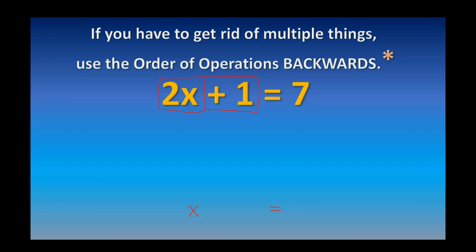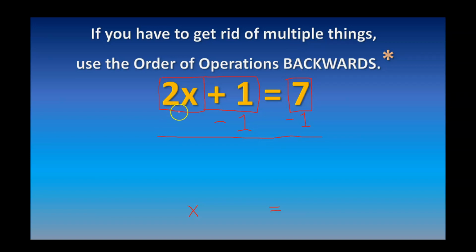And so, in order to get rid of multiple things, we're going to use the order of operations backwards, meaning we have to get rid of addition or subtraction first. How do we get rid of the addition, plus 1? We use opposite math, which would be minus 1. And of course, whatever we do on one side, we have to do on the other side. Now, I like to draw a line underneath those steps, and then imagine what is happening in each box. Let's put a box around the 7 too.